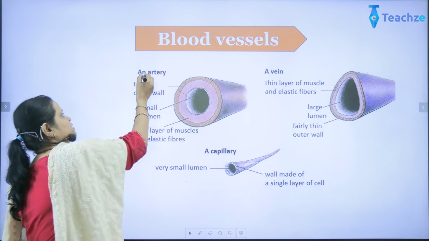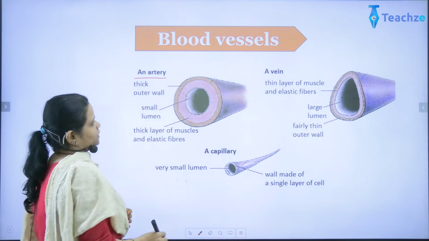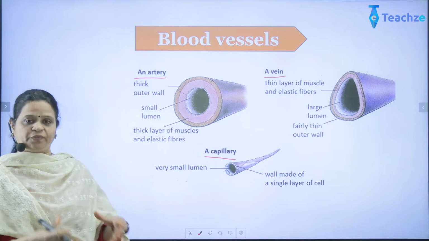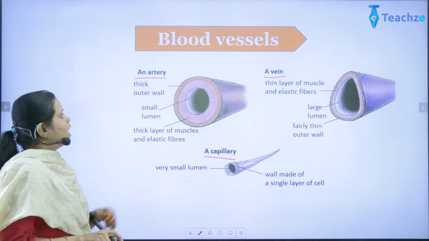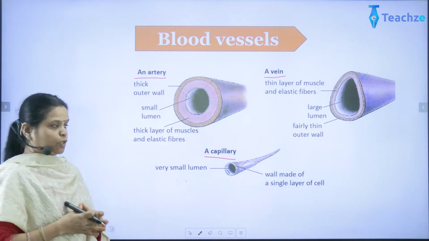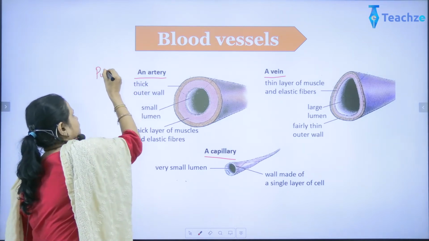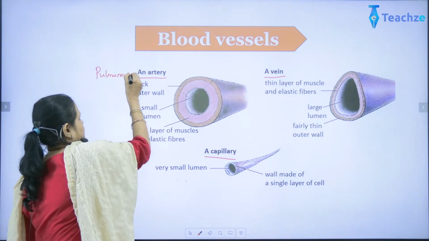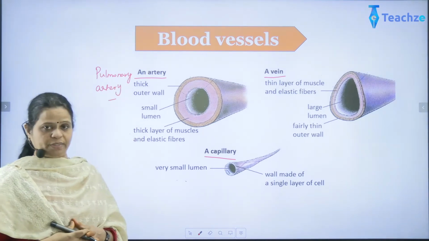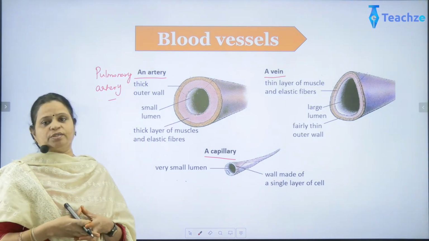The first one, you all know, is an artery. The second one here on the screen is a vein. And the third one is a capillary. Now, what is the difference between these three kinds of blood vessels? An artery always carries oxygenated blood and we call it pure blood. But there is one artery which carries impure blood, that is the pulmonary artery. We will try to understand why this carries impure blood in the next session. So right now, the pulmonary artery is the only artery which carries deoxygenated blood.